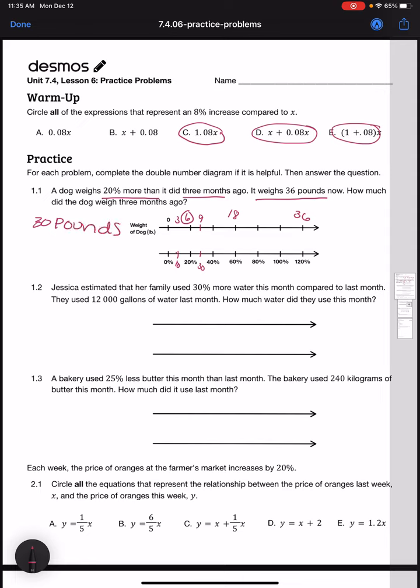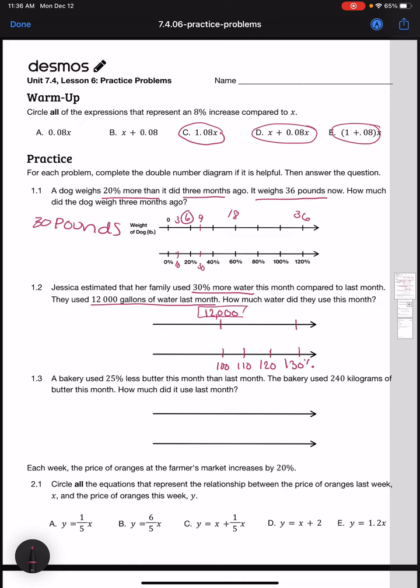Now, Jessica estimated that her family used 30% more water this month compared to last month. They used 1,200 gallons last month. How much did they use this month? So this month they're using 130%. We don't know how much that is. Last month, 100% was 1,200 gallons. So this time we're using a lot more. One thing I could do is I know 100% is 1,200, and I want to find what 30% is.